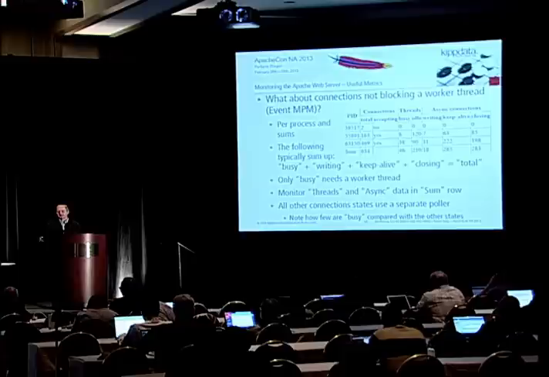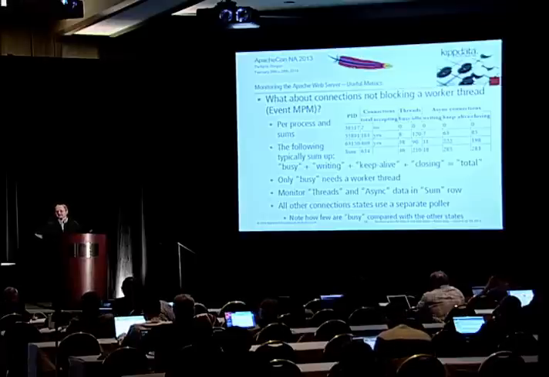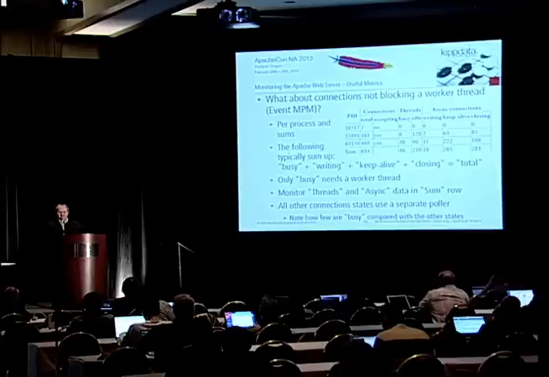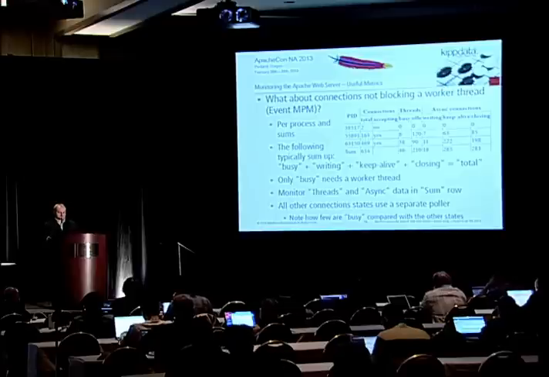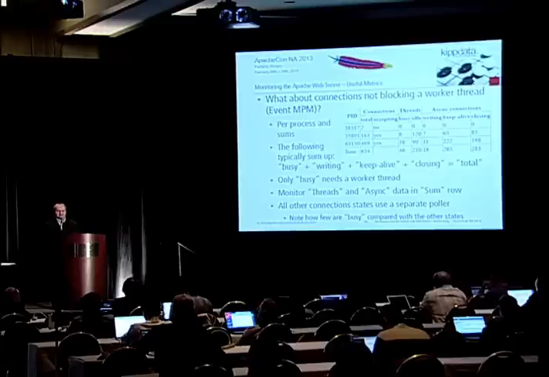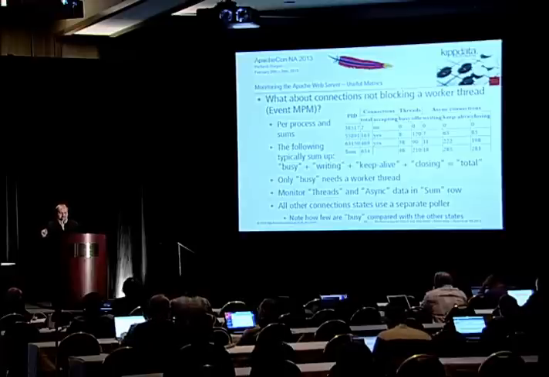It could be write completion. We are serving static content. We already read it from disk, but the client doesn't take it very quickly, so we have to block every now and then before we can send the next chunk. All these situations are now no longer handled with the worker threads, but in an asynchronous way. And to read the little table, all the rows that start with a process number, process ID, are per process statistics. And finally, in the last row, we have the sum.